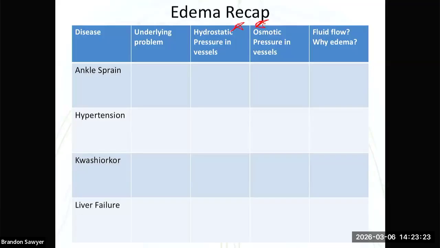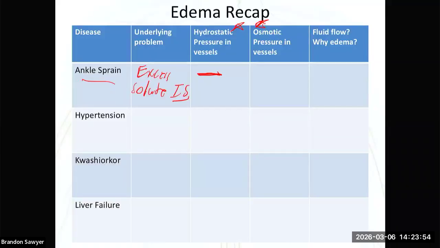All right, let's go ahead and walk through this briefly here. So ankle sprain, we've been talking about that one a lot already. So the underlying problem is kind of excess solute in the interstitial space. I'll just say IS for interstitial space, okay? And so that's from the cells that broke, from the structures that got damaged, right? And so the hydrostatic pressure doesn't really change. So we can say not much of a change there.